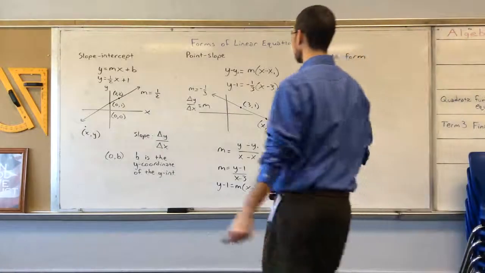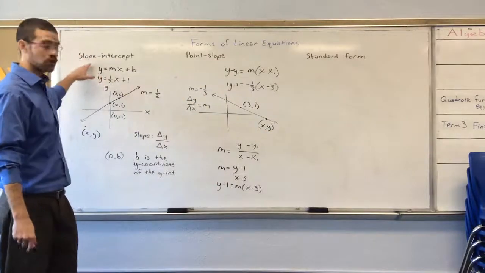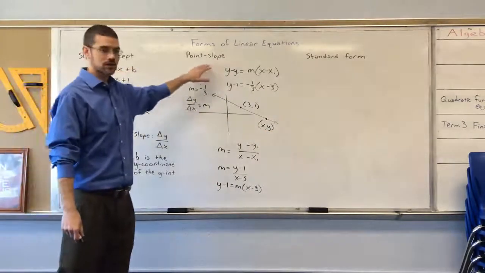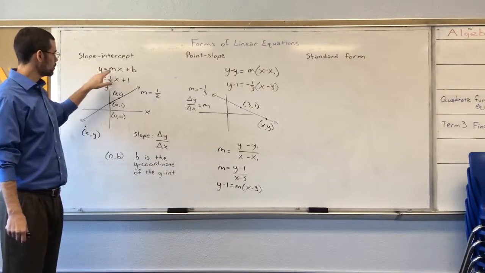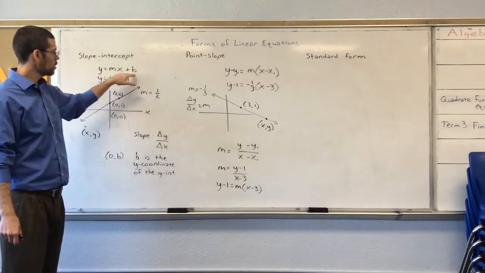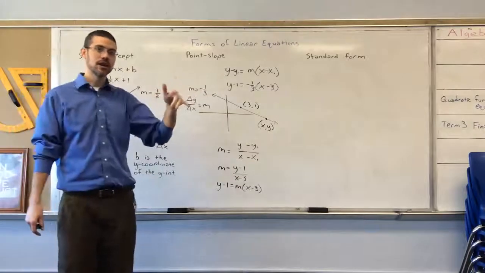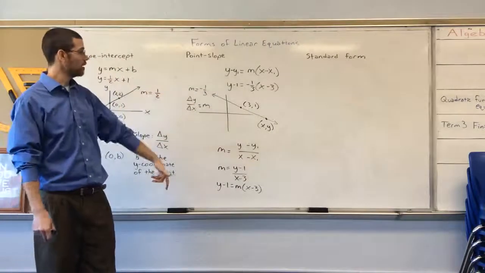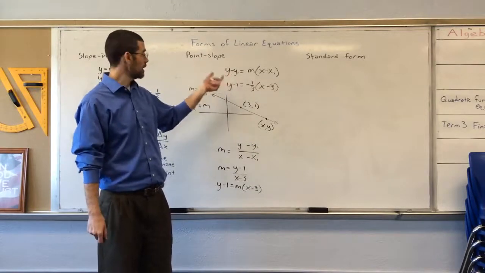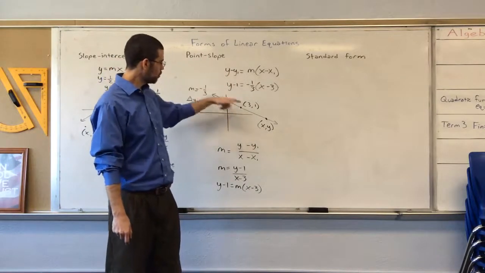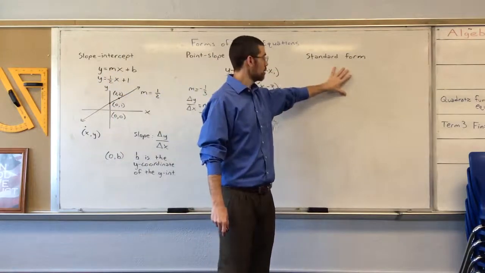All right, welcome back. We are talking about forms of linear equations. So far we've looked at slope-intercept and point-slope form. Recall slope-intercept gives you the slope and the y-coordinate of the y-intercept. So if you have those two pieces of information, you can create an equation for the line. Point-slope gives you an equation of a line if you know the coordinates of one point and the slope. And lastly, we're going to look at standard form.